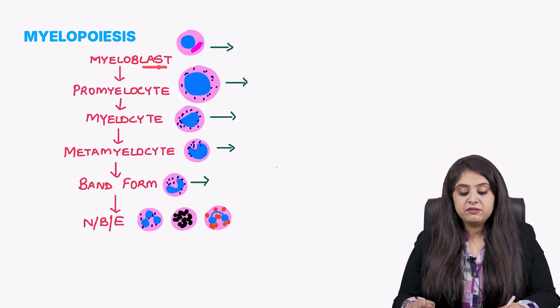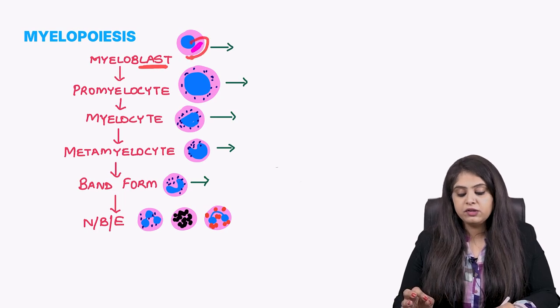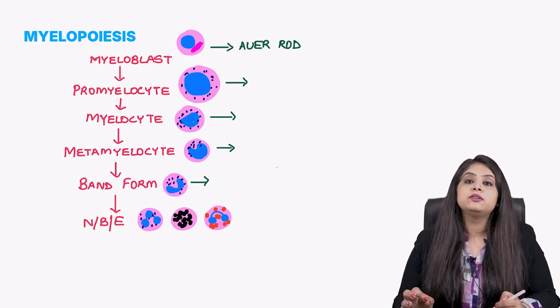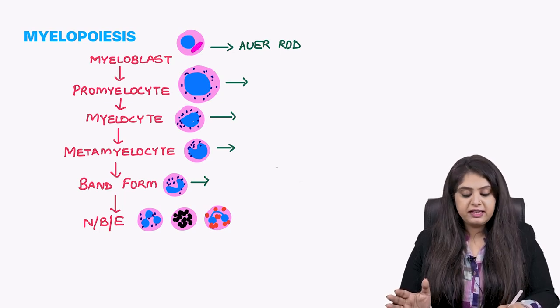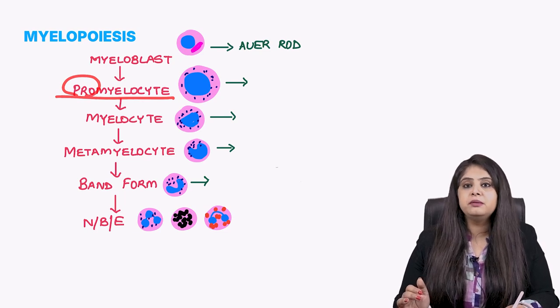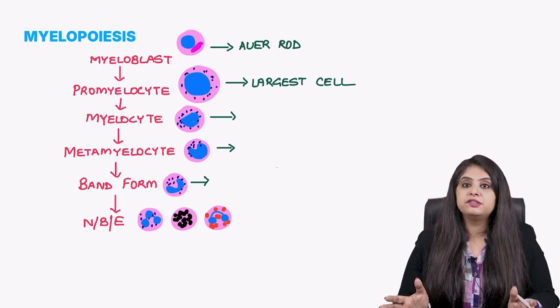Myeloblast tells me that the first cell is always labeled as a blast. How did I identify it? Because it has this needle-like rod, which is known as an Auer rod, which is very important and is asked a lot in the exam. After myeloblast, the next cell is the promyelocyte. See the pro in the series. Pro is always like the big B, and that is why this cell you will see is the biggest or the largest cell of this series.